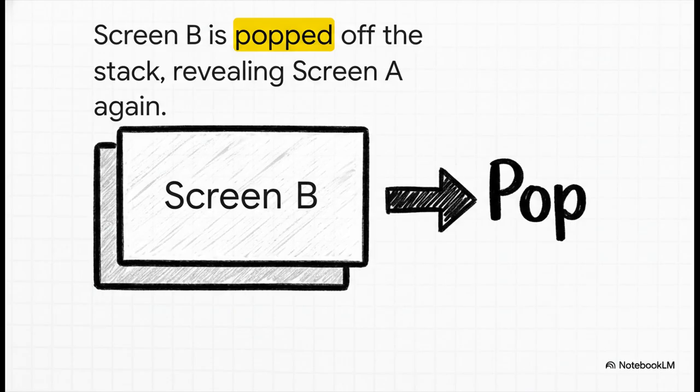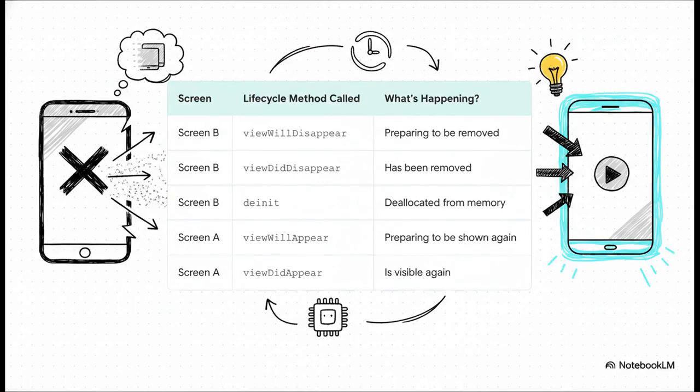All right, so what about coming back? The user's finished with screen B, they hit that back button. Now we're popping screen B off the top of the stack to get back to screen A. So let's follow the sequence again. This time, screen B is the one saying goodbye. It gets viewWillDisappear, then viewDidDisappear, and then, and this is the key part, bam, deinit gets called. Screen B is officially gone, completely removed from memory.